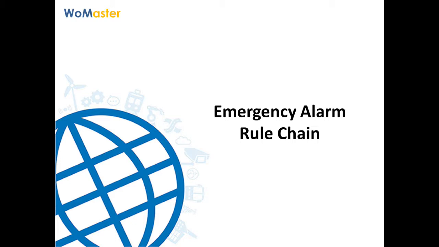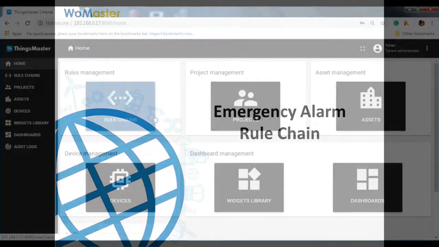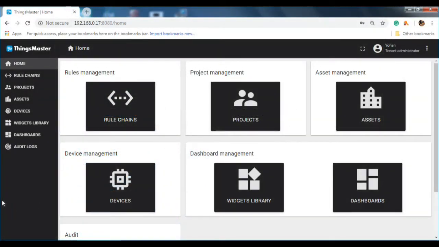In this video, we would like to show you how to add the emergency alarm rule chain to the ThingsBoard OTA. Every time there is an emergency signal, it will update the information to the alarm list. Let's see how we can add the rule chain.